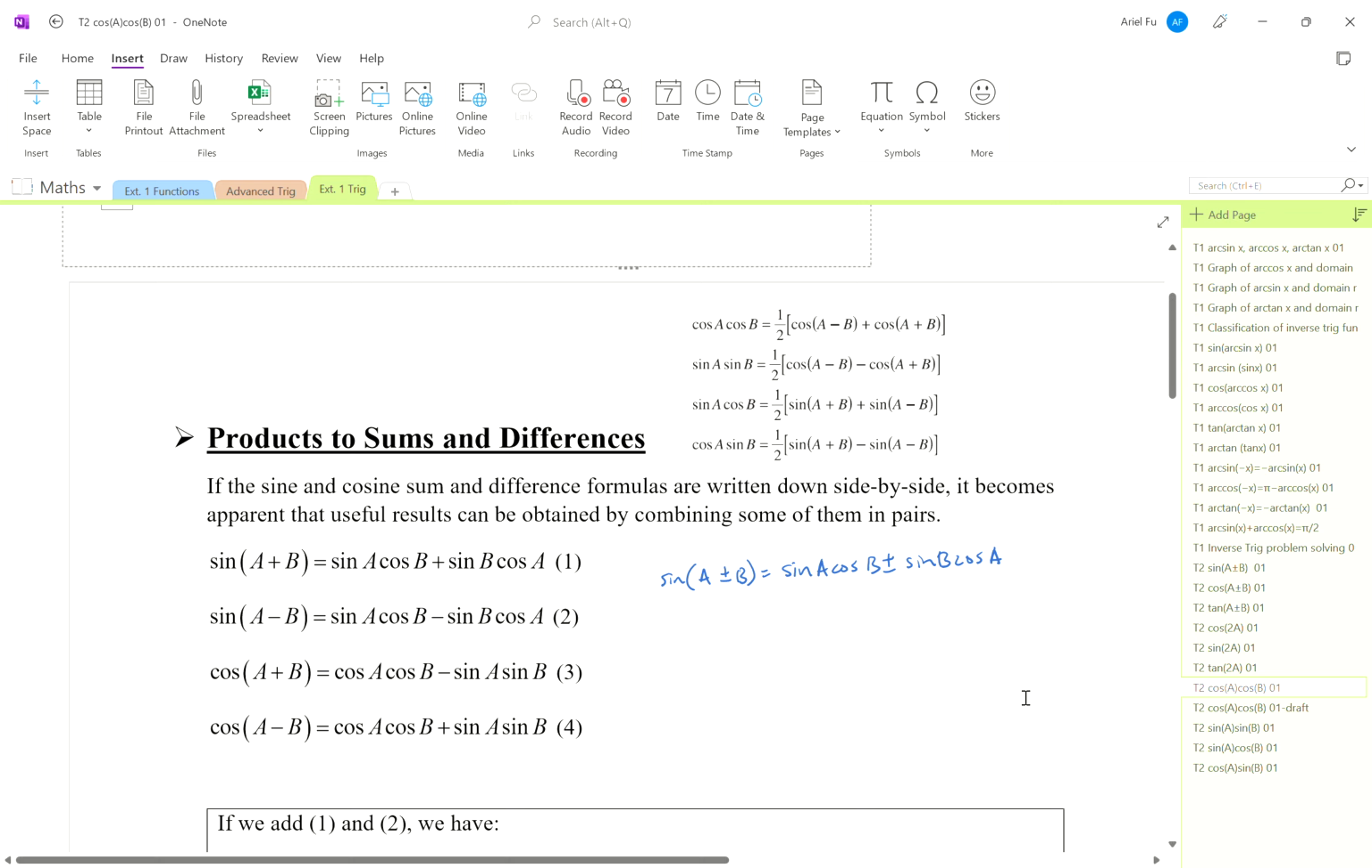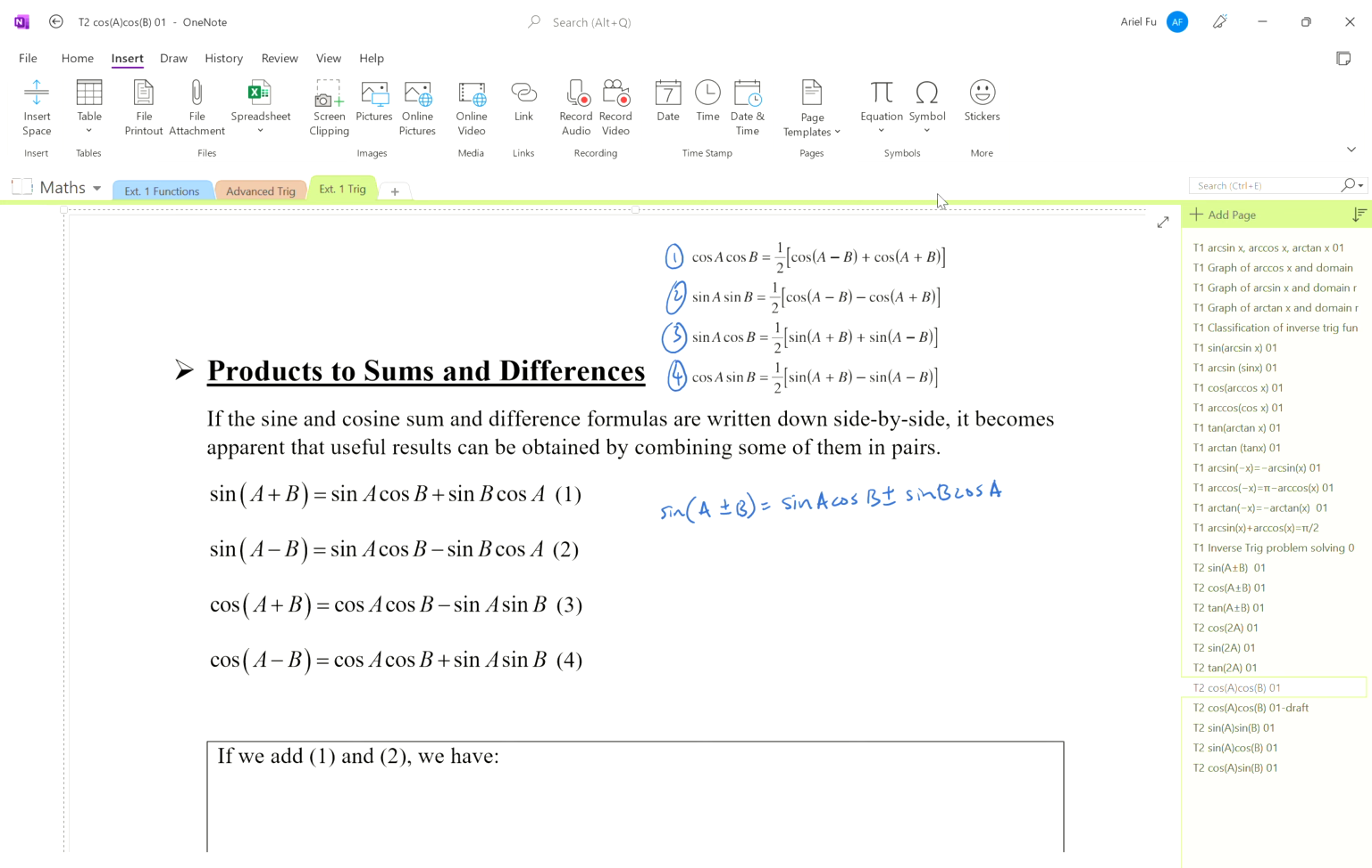Okay, on your formula sheet, you have four product to sum and difference formulas. That's directly from your reference sheet. In this video, let's look at how to derive identities 3 and 4 first, and we'll deal with 1 and 2 in the next video.